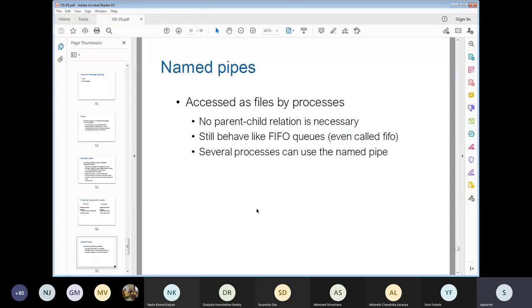But there is a better version, which you have used in the assignment, called named pipes. A named pipe is accessed like a file by processes, and the advantage is that no parent-child relation is necessary. Any two processes can communicate using a named pipe. Similar to ordinary pipes, they also behave like FIFO queues. Sometimes these are also called FIFO. And several processes can use the named pipe together.